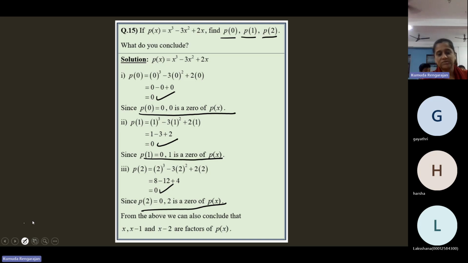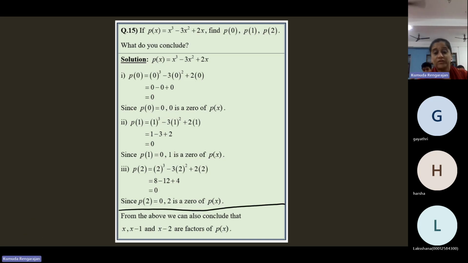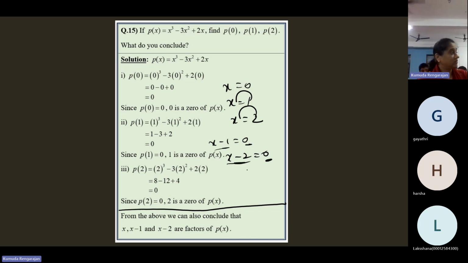Now, this is the further interpretation you can make. X is equal to 0, x is equal to 1, x is equal to 2. On taking this to the left-hand side, you get x minus 1. And when you bring 2 to the left-hand side, you get x minus 2. So you get x minus 1 is equal to 0, x minus 2 is equal to 0. We normally equate the divisors to 0, no? So that means x minus 1, x minus 2, and x are the factors.